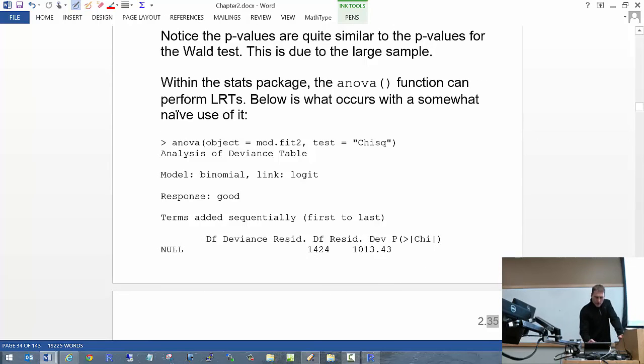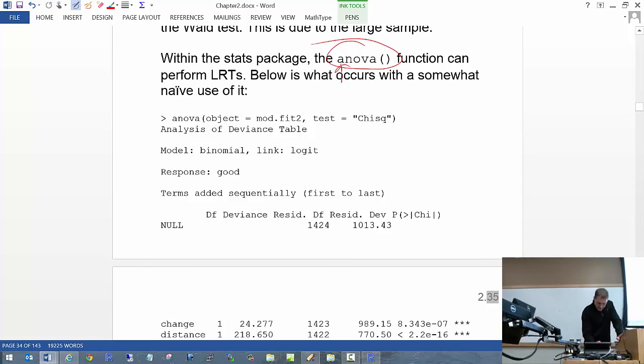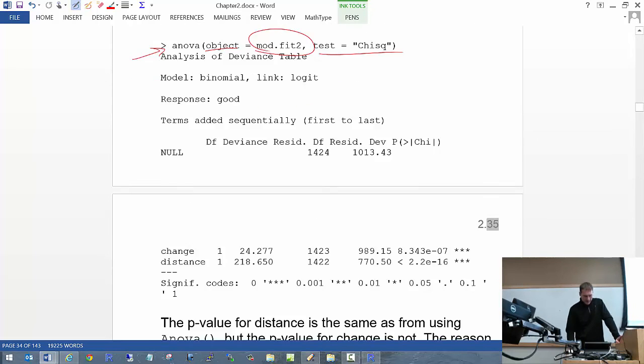The second way then to do a likelihood ratio test is to use the anova function. But notice there's a little a there. This is in the stats package, and the stats package is what automatically comes with R. It also contains a glm function, in case I never said that before. And this is how you use anova. Now the argument is object equal mod.fit2, where I've stored the results, and you say test equal Chisq, essentially we're using this chi-square approximation, so that's where the name comes from. And this is what we get.